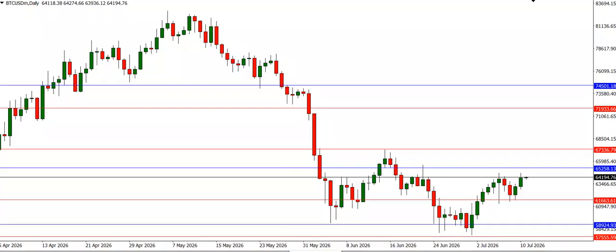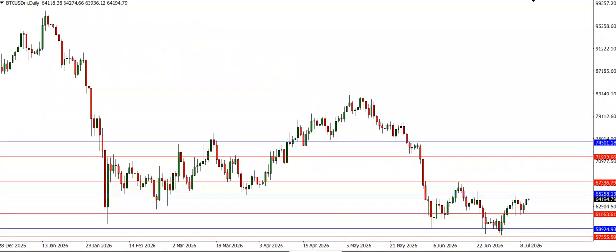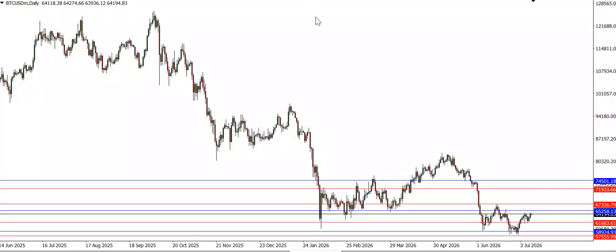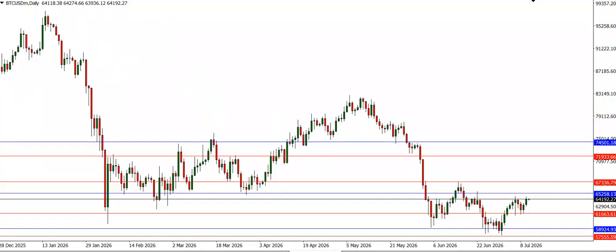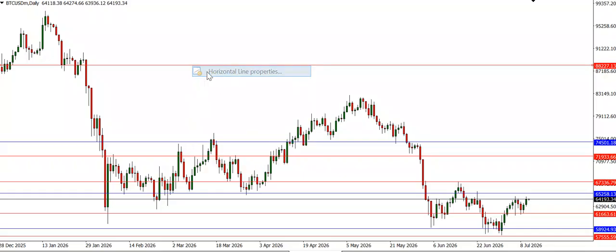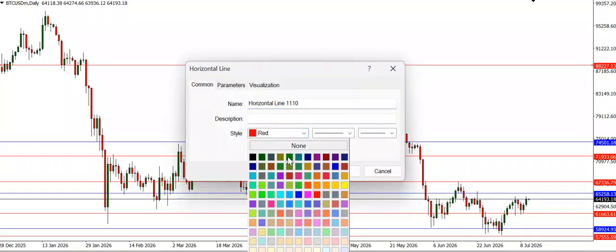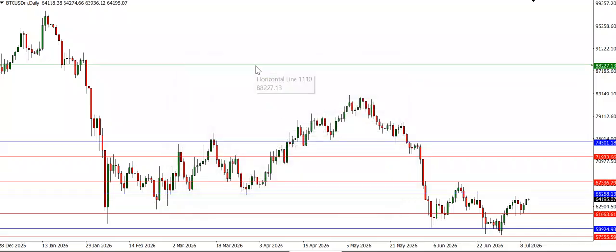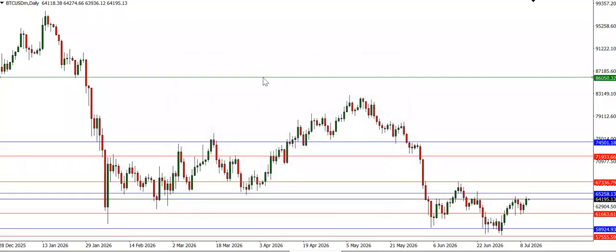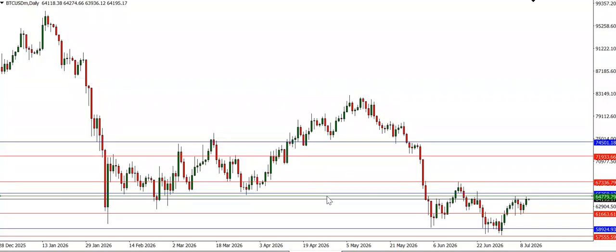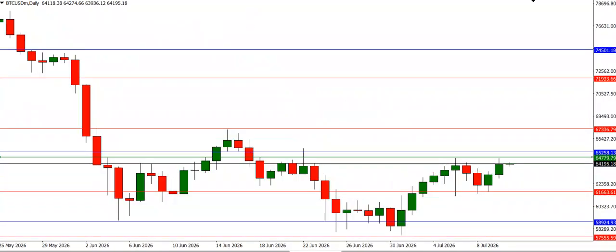Let's go to the daily time frame. Do we have key levels on the daily time frame where price could get to and then bounce, around where price is on the daily time frame? Let's change the color to green this time around. Okay, so key levels. Now this particular level here is a key level on the daily time frame.